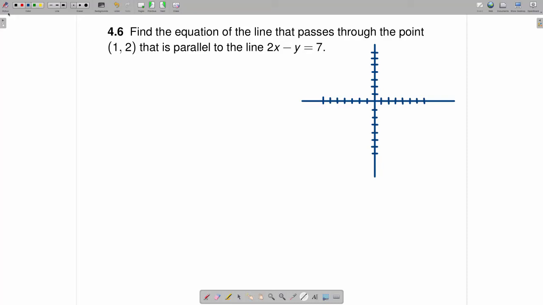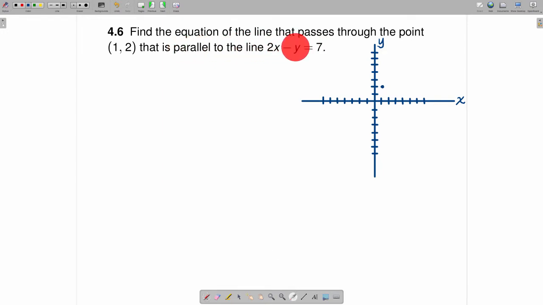Find the equation of the line that passes through the point (1, 2) that is parallel to the line 2x minus y equals 7. So there's a set of axes here. We can let the horizontal axis be x and the vertical axis be y. And the first thing to do is plot the point (1, 2), and the point (1, 2) falls right there.